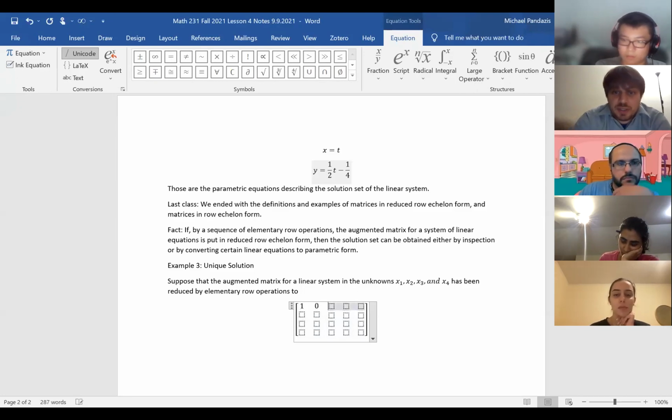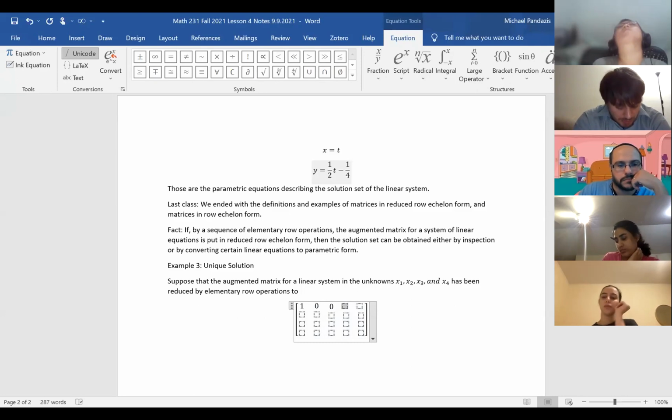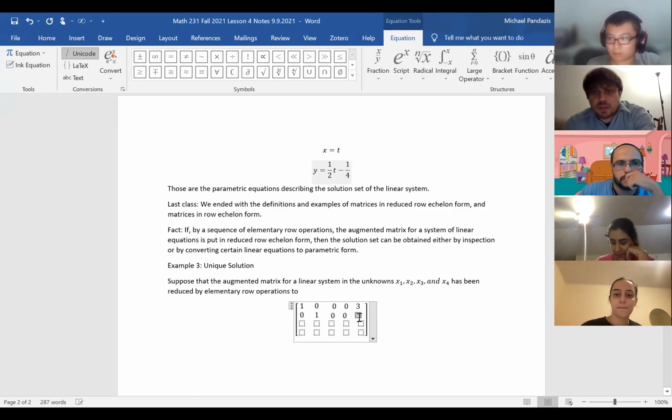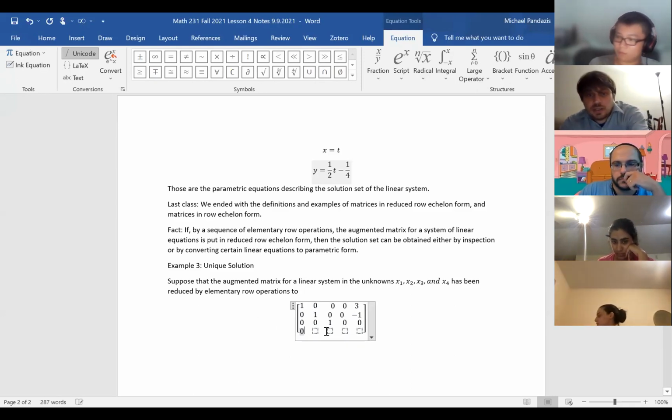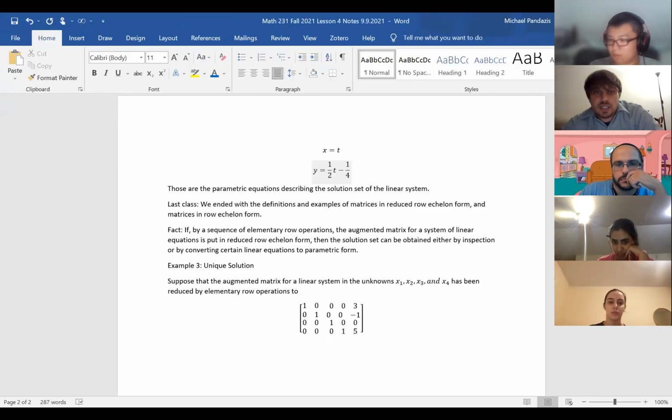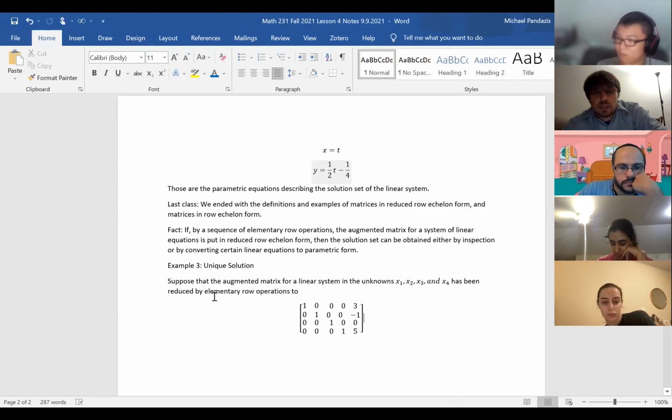We have 1, 0, 0, 0, 3, 0, 1, 0, 0, -1, 0, 0, 1, 0, 0, 0, 0, 0, 1, 5. Okay, so we have this. Suppose the augmented matrix for a linear system in 4 unknowns has been reduced by elementary row operations to this matrix. Okay.